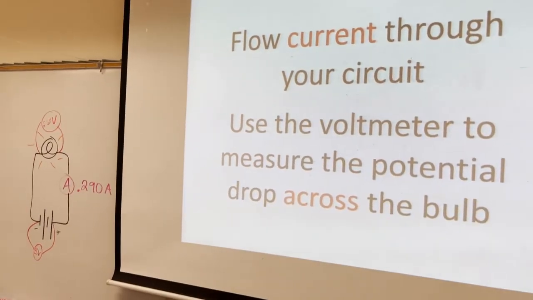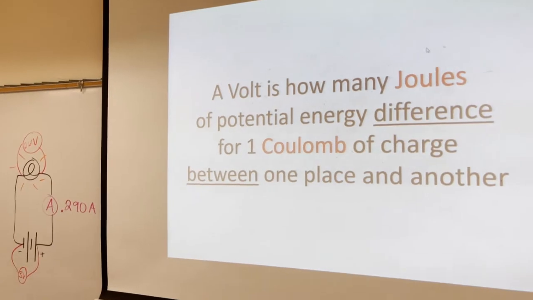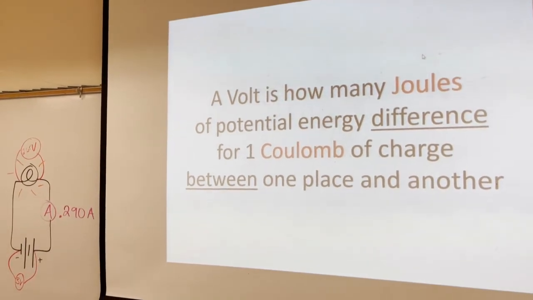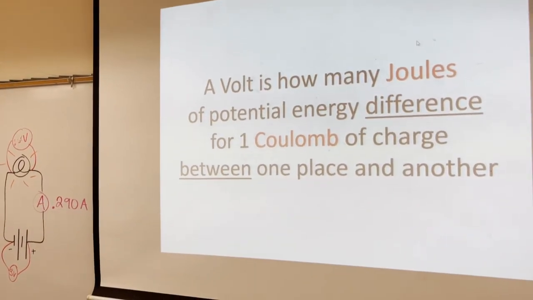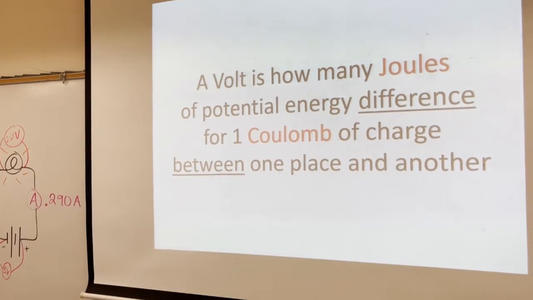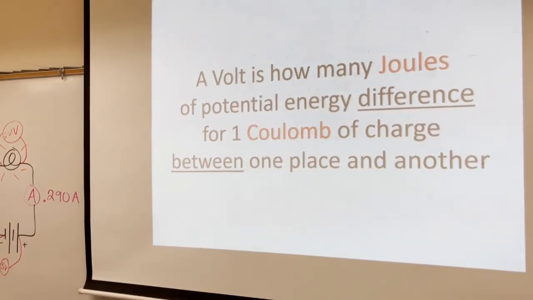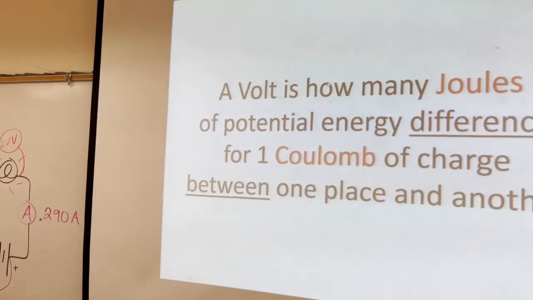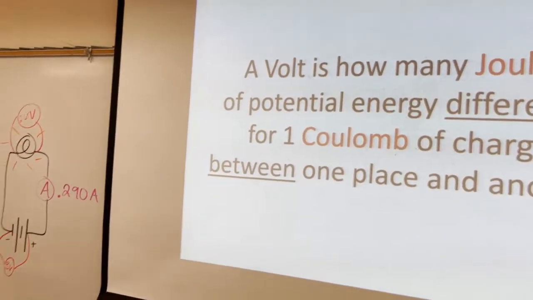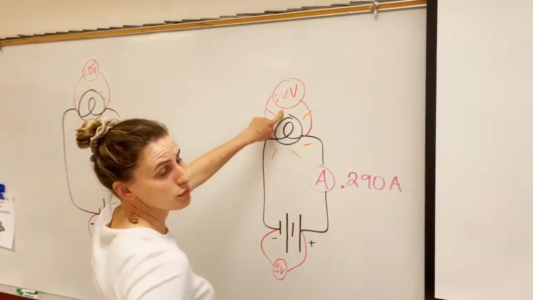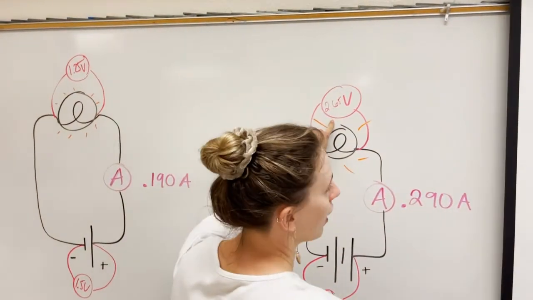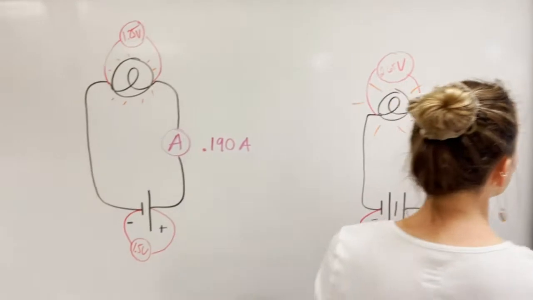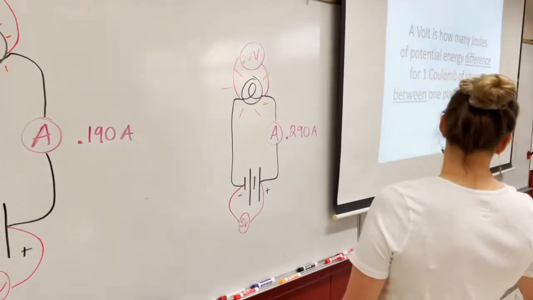A volt is how many joules of potential energy difference for one coulomb of charge between one place and the other. So which had a larger difference in potential energy? Well, this is a larger number. This one's a larger difference in potential energy. So it's how many joules of potential energy.